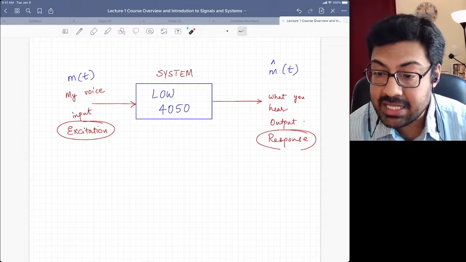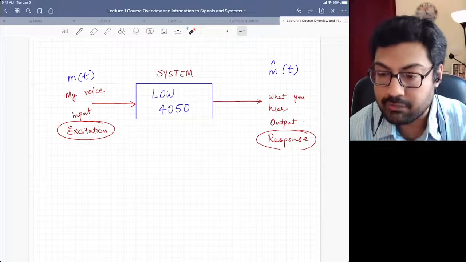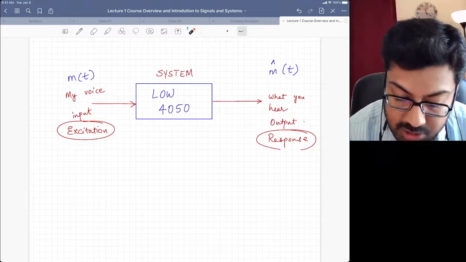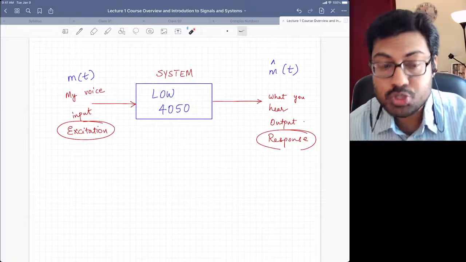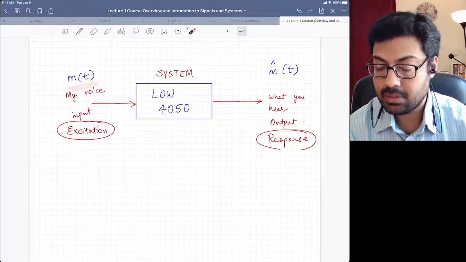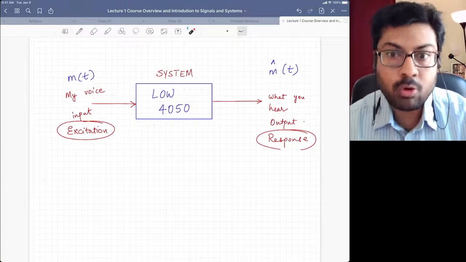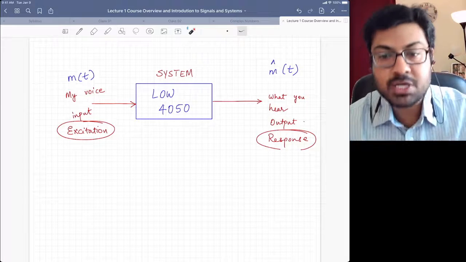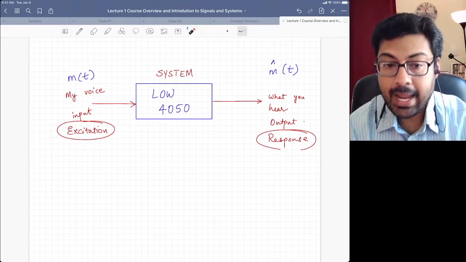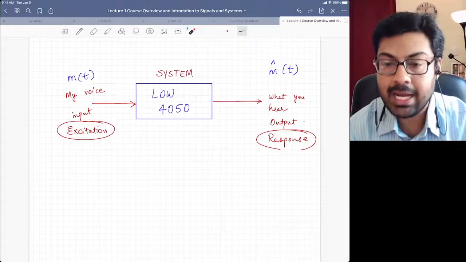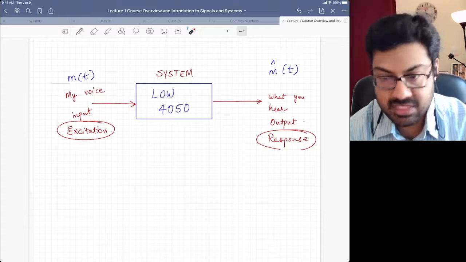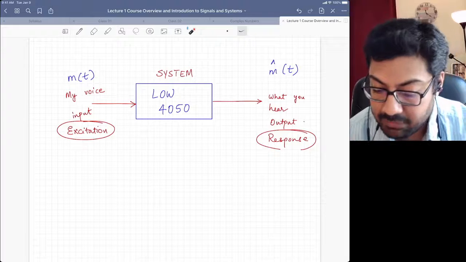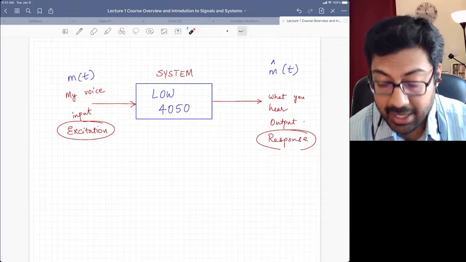And again, as Lindsay pointed out, there are going to be acoustics of the room. The characteristics of my system are going to change M of T. Maybe they will add some echo to my voice. Maybe they will definitely disperse my voice. And depending on where you are in the room, it will affect the strength of the signal, the amplitude of the signal, right? So clearly, M of T is my voice, M hat of T is not going to be equal. It is going to change.